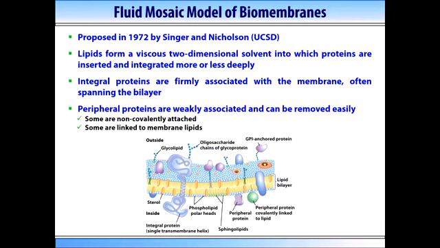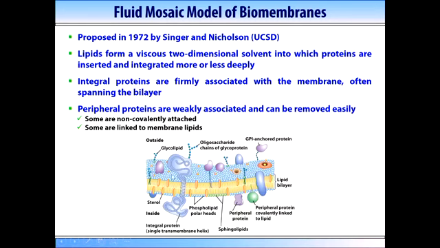And that brings us to the fluid mosaic model of biological membranes, which was proposed almost 50 years ago at the University of California at San Diego. Basically, we can treat a biological membrane almost like an ocean made of lipids. But it's a two-dimensional ocean, not a three-dimensional one where you have depth. And the various protein molecules in this ocean are like icebergs floating on its surface.